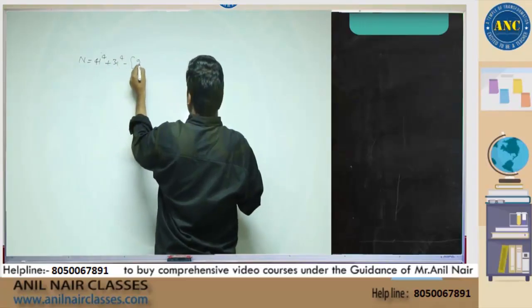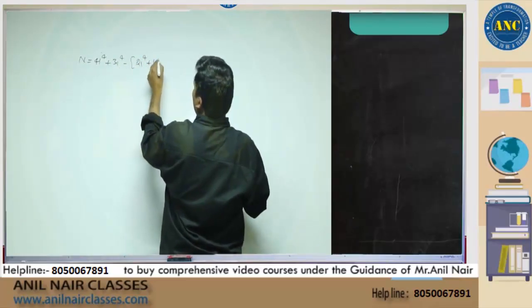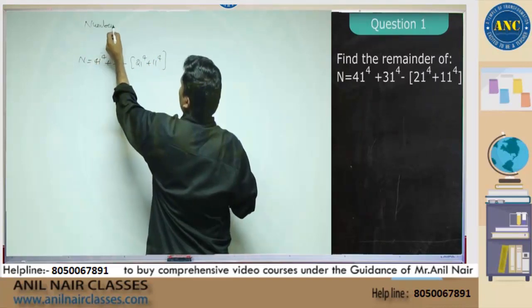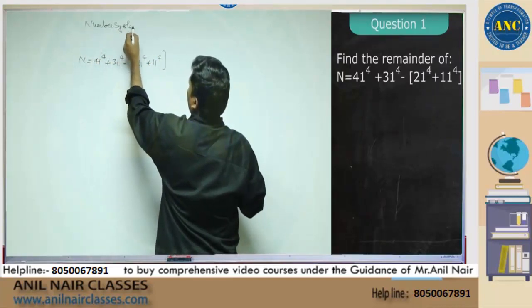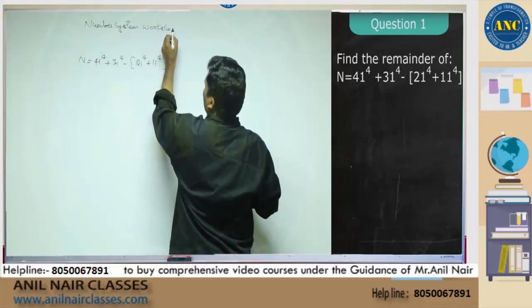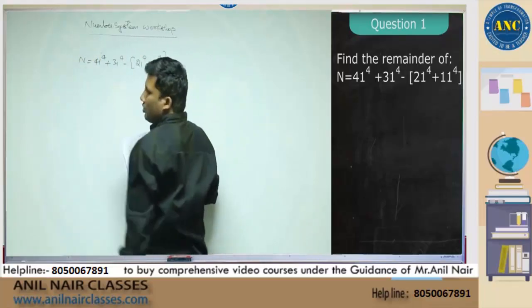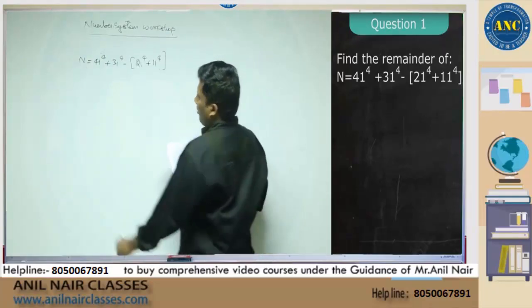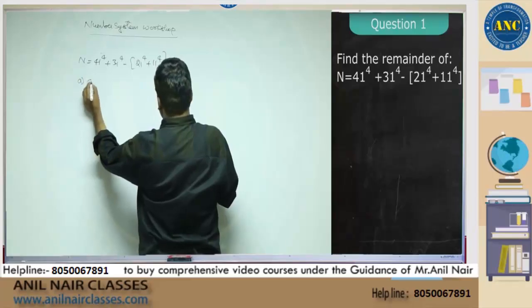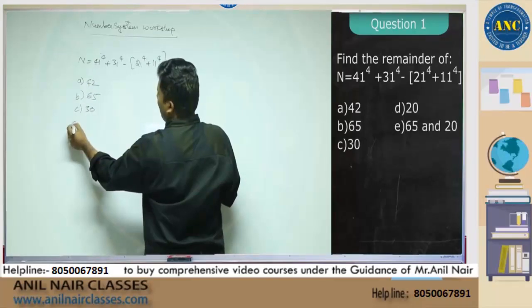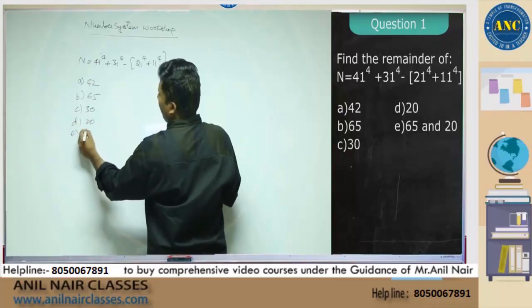21 power 4 minus of 21 power 4 plus 11 power 4. Now, see here. Most of the students will open this bracket and try to solve. That will take a lot of time. Now, what we'll do is, we'll play with the options. 42, 65, 30, 20, 65 and 20.